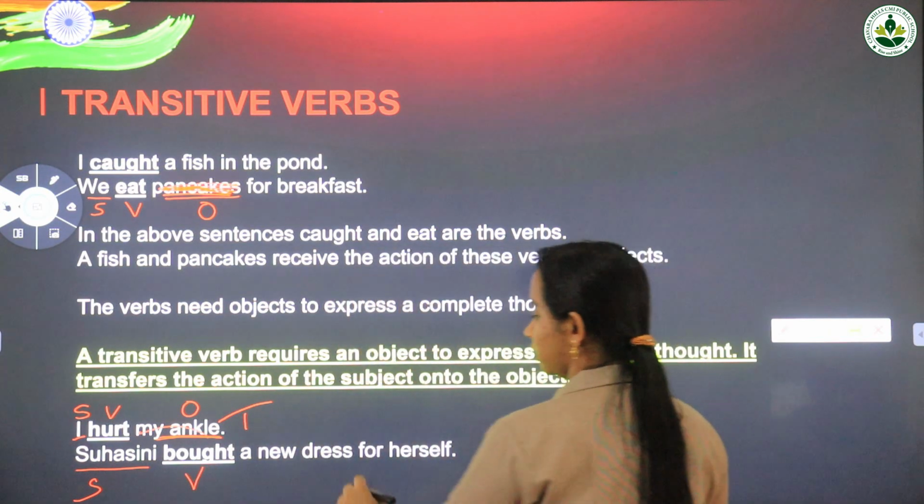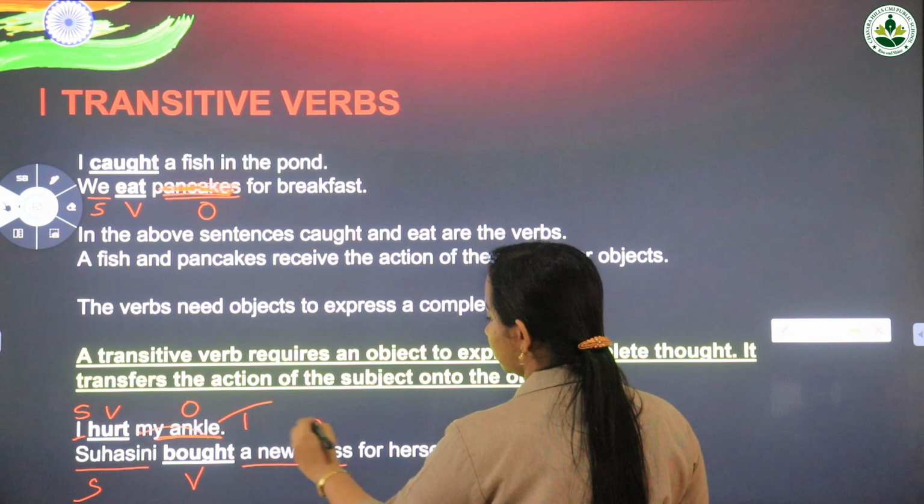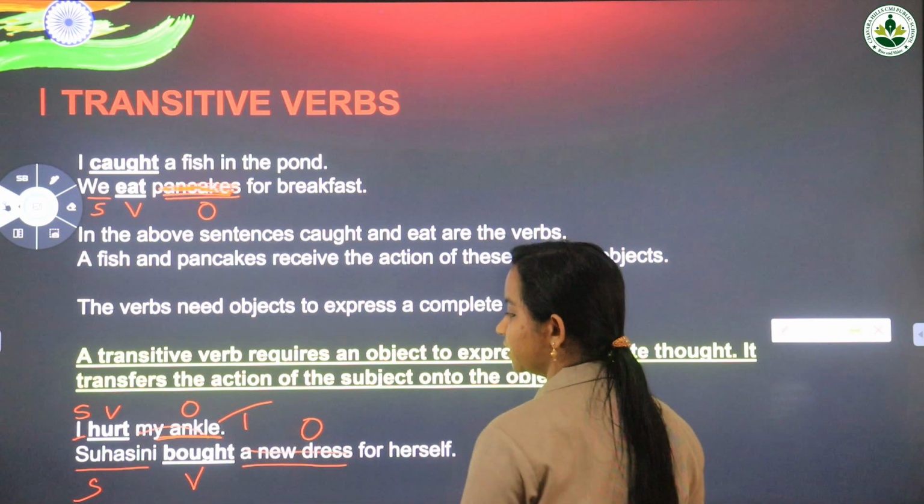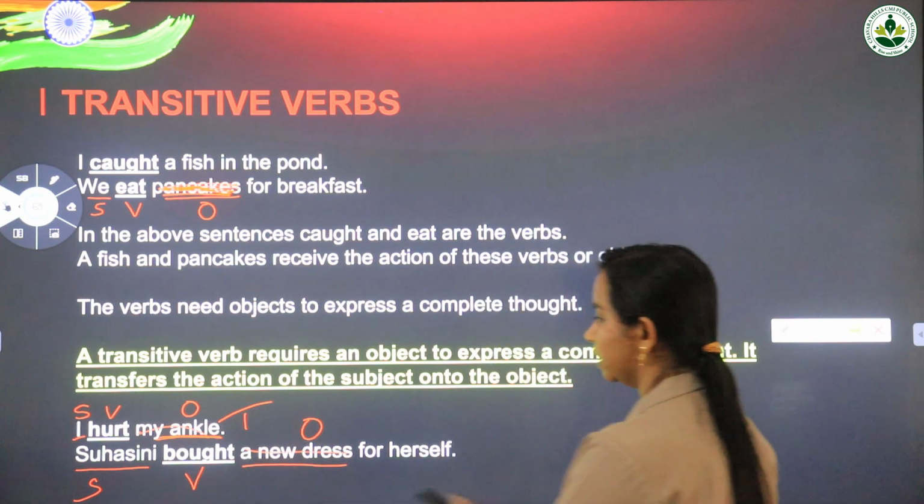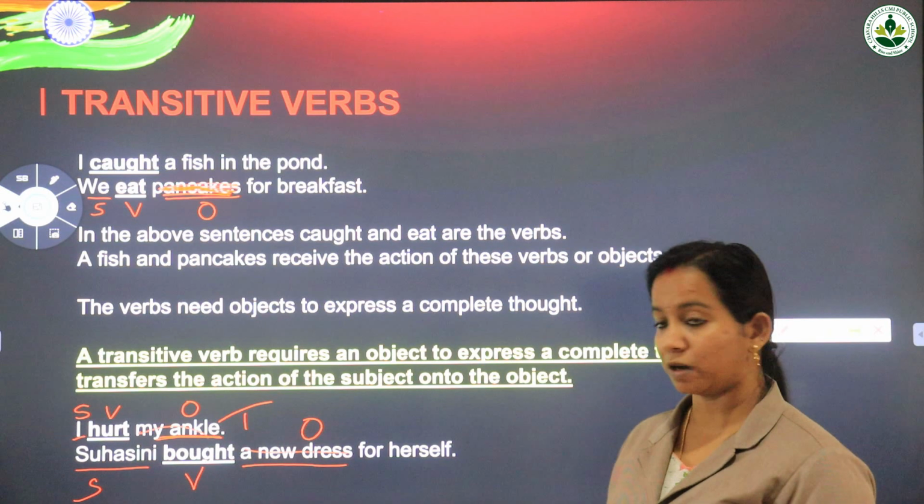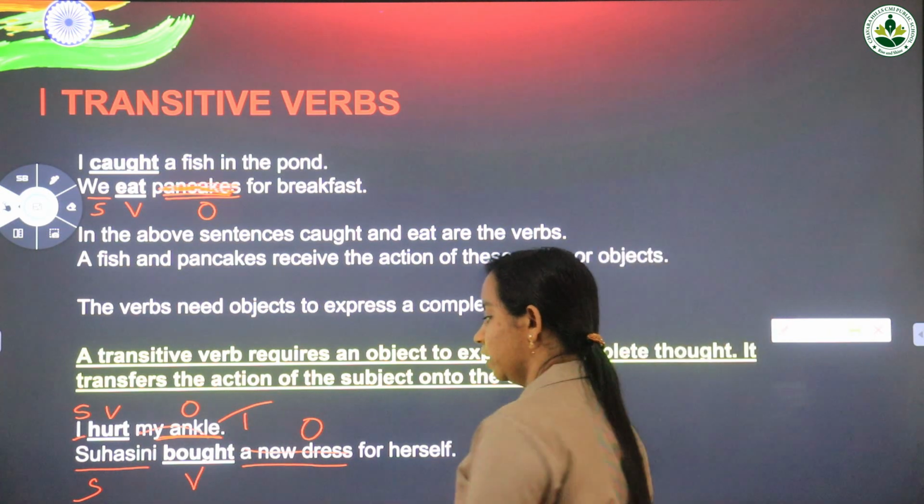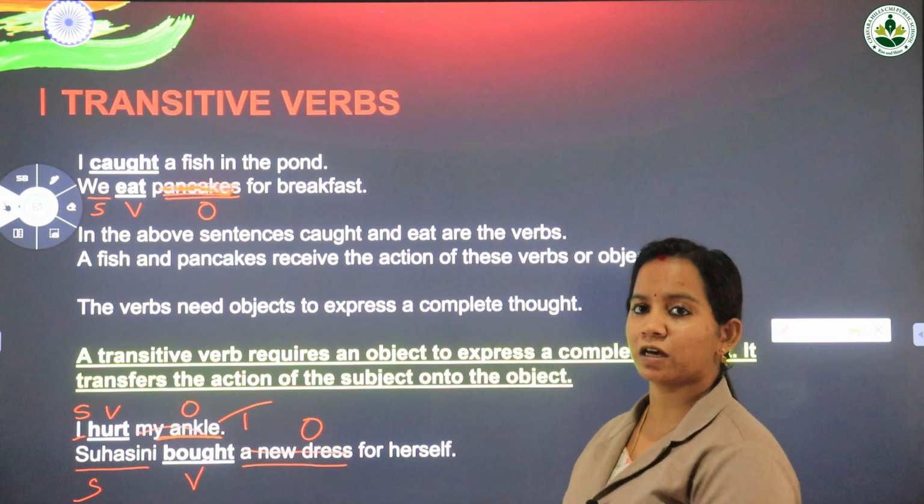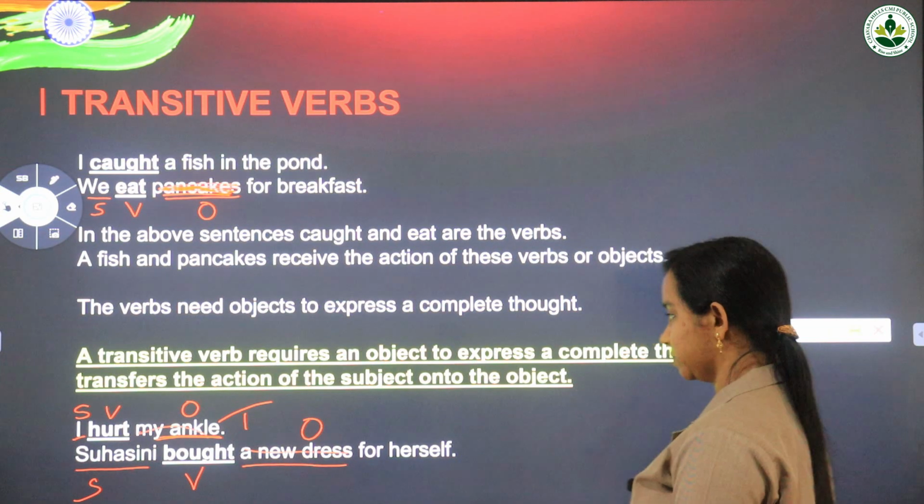Now, bought what? A new dress. So just see, without the object, Suhasini bought for herself, the meaning is incomplete. So an object is required to complete the meaning. Such verbs are called transitive verbs.